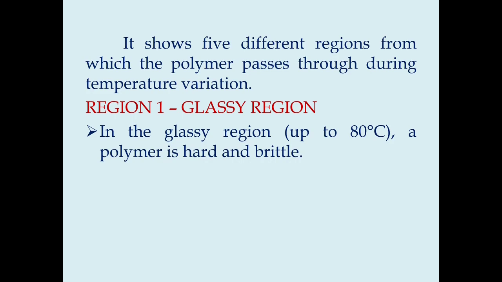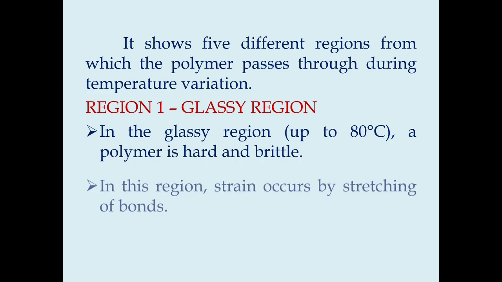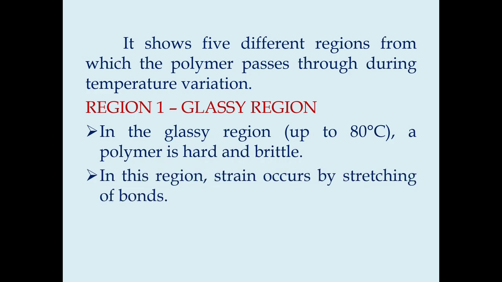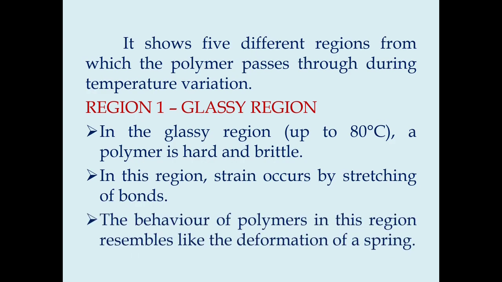In the glassy region, that is up to 80 degrees centigrade, a polymer is in the solid state and it looks hard and brittle. So, in this region, the strain is mainly caused by the stretching of bonds, and here the polymer behaves like the deformation of a spring.